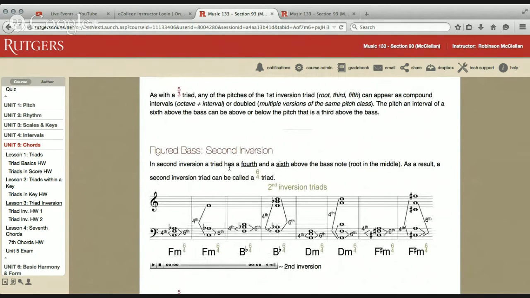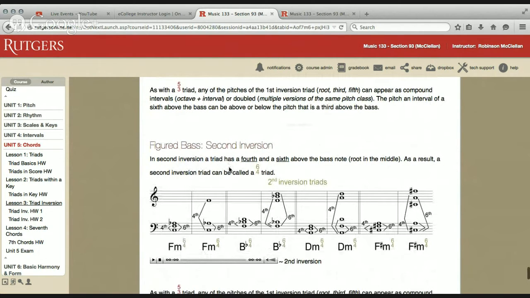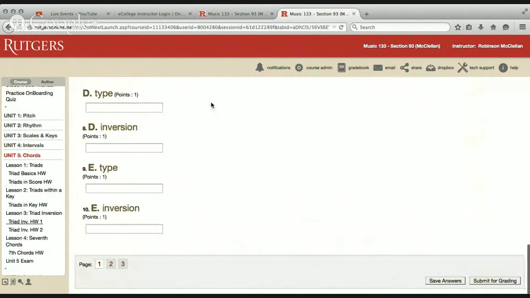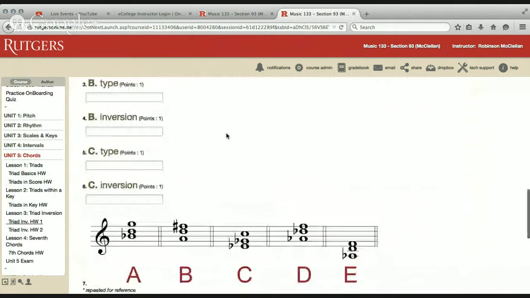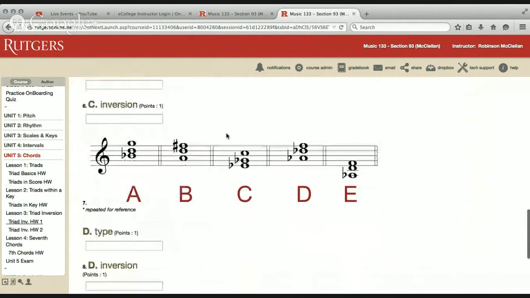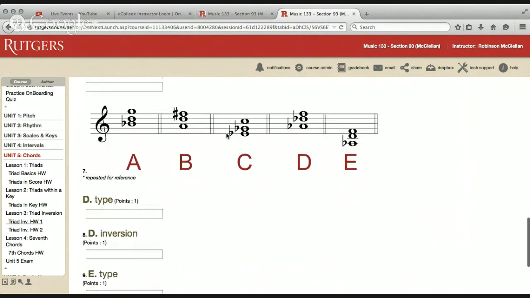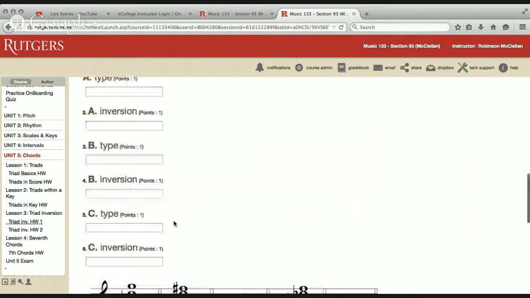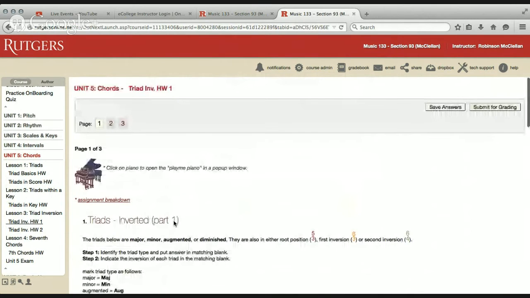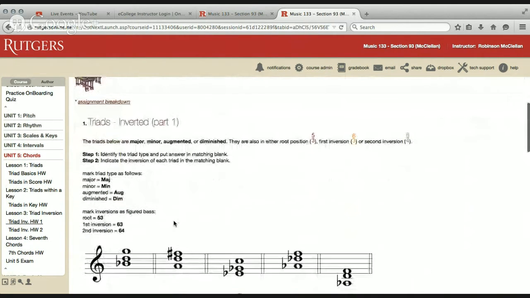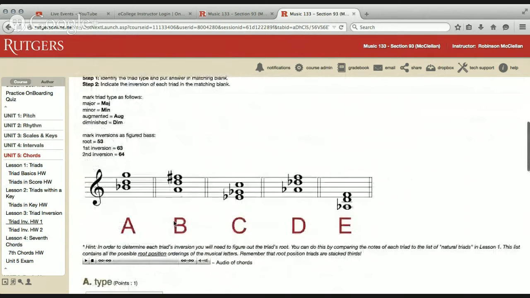Hey, Robinson, maybe actually show this in a homework, like show them how to count it in one of the homework assignments? Yes, good idea. So, here we are in Triad Inversion Homework number 1. It's going to ask you for the inversion in the form of one of these numbers, 6/3, 5/3, 6/3, or 6/4.